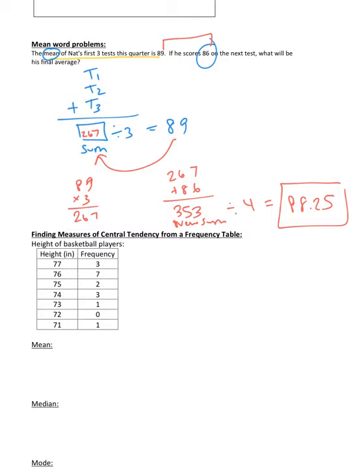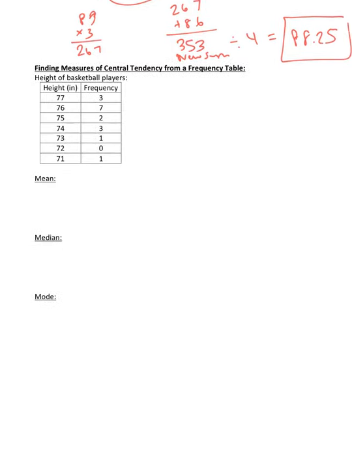Okay, now finding measures of central tendency from a frequency table. You can be given a frequency table like this and be asked to find the mean, the median, and the mode. So this is showing you that a height of 77 inches, these are heights of basketball players. There are 3 basketball players. That's what frequency 3 means. 3 basketball players are 77 inches tall, and 7 basketball players are 76 inches tall. So to find the mean, you can't just add up these numbers and divide by whatever, 1, 2, 3, 4, 5, 6, 7. You can't add them and divide by 7 because there are 3 77s and there are 7 76s and so on and so on.